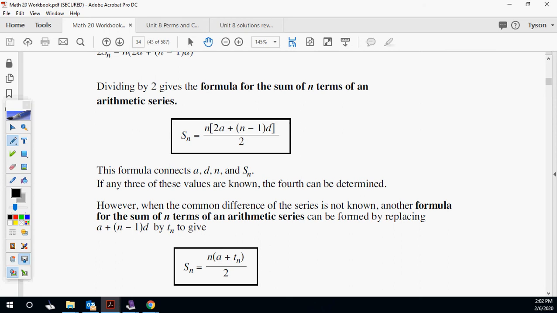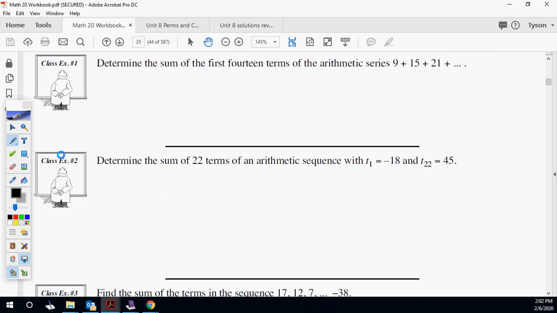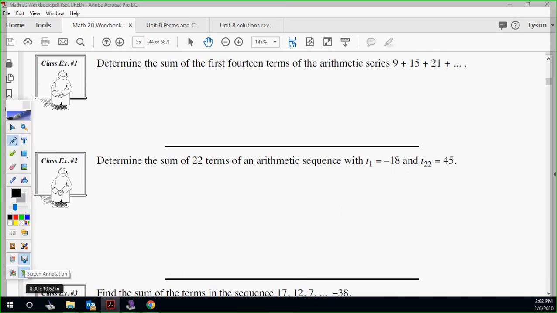All right, so let's go ahead and just apply it here. Determine the first 14 terms of the arithmetic series 9, 15, and 21. So it wants a sum of 14 terms in that pattern.